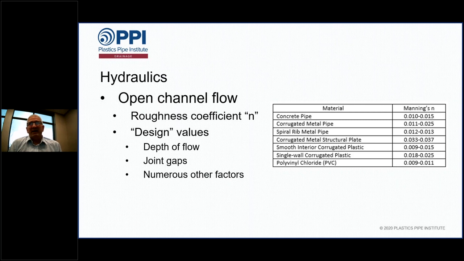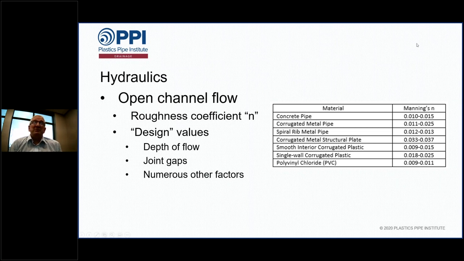Keep in mind that the number that you get is a design value, and because the Manning's number changes with the depth of flow, it changes if there's joint gaps, the spacing of the joint gaps. It depends on the shape of corrugations. There are so many factors involved in a Manning's number that we assign one number to a design. And that's because we're designing it. We only want to design it once. But keep in mind that number changes.